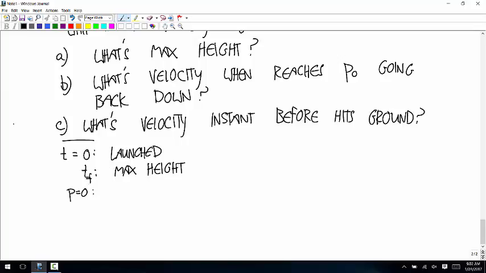You can do it, that's not required. You can do the problem fine with whatever choice you want, but I'm going to choose p equals 0 to be the ground. And then positive direction, I always choose to be up in free fall problems.